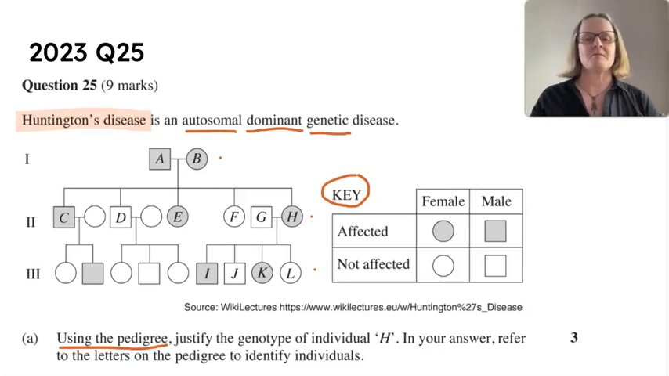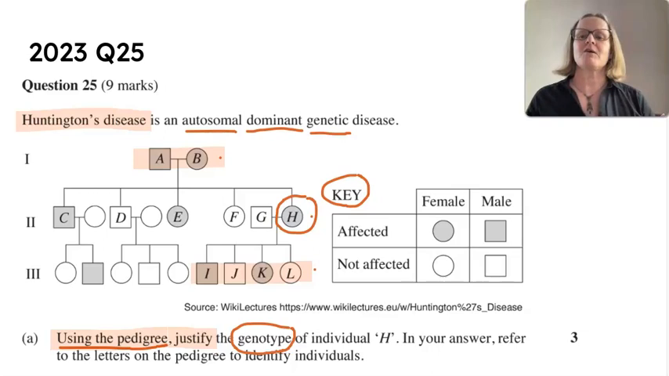Justify the genotype of individual H. So that genotype means the letters present in the genome, so big letter, little letter, or big letter, big letter, or little letter, little letter, of individual H. So here, we want to talk about this person here, and refer to the letters on the pedigree to identify individuals. Now, this person has parents, and they have children, so they are going to be how we justify, in other words, give data using our pedigree, so using the pedigree to give evidence for why we have come up with our decision.